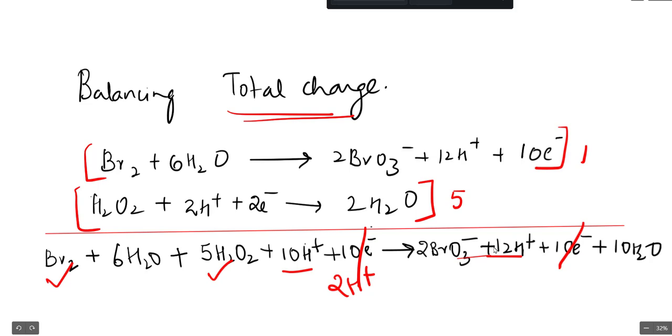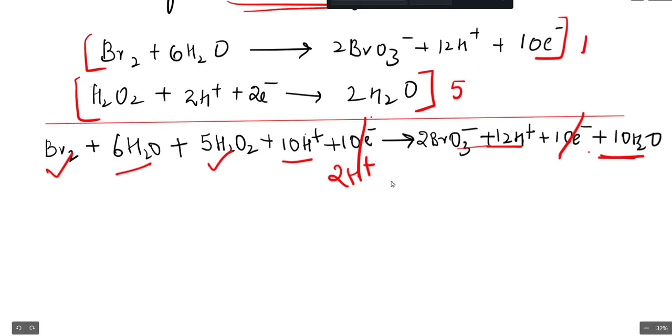This is also fine. And what else is there? Water molecule. Let us check now. Here 6 water molecules are there. Here how many water molecules are there? So here 10 water molecules are there, isn't it, students? Yes. So 6 2s are 12, 10 2s are 20. Correct, no? Right.